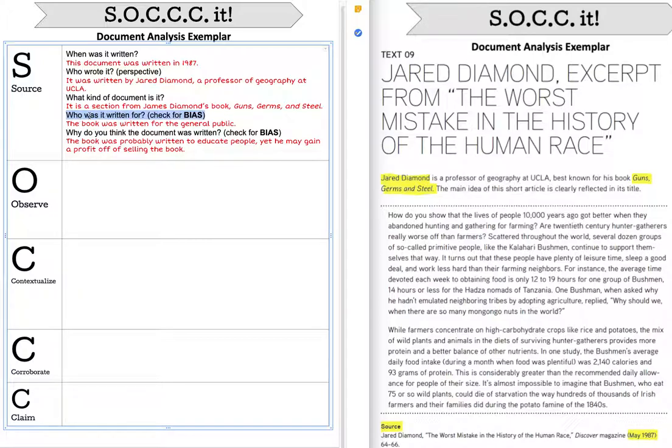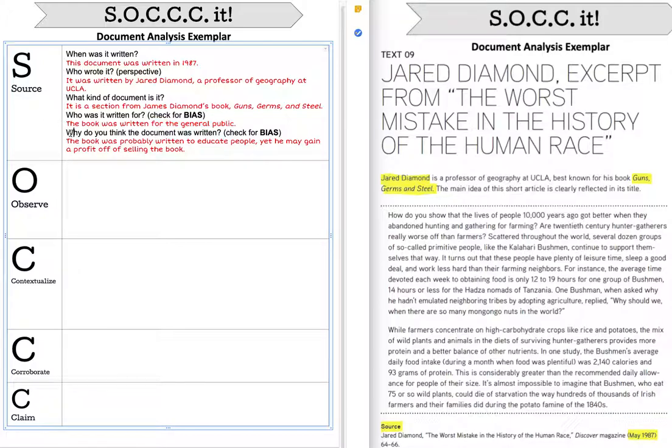The one that says, who was it written for? I want you to check for bias at this point because sometimes authors have a specific audience that they're trying to persuade to do or think something, and that may reveal a bias that they have. In this instance, I don't have evidence of that yet, so I just wrote it's for the general public because all I know at this point is that it's a book.